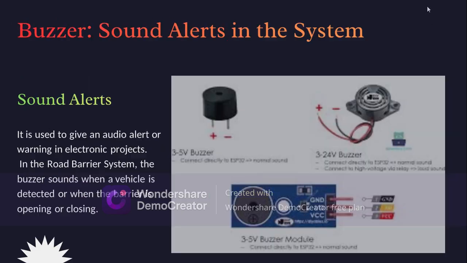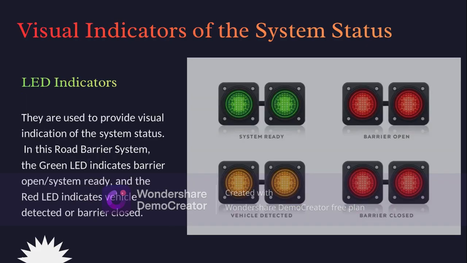And this is the buzzer, and it is used to create a sound as an alert. In this road barrier system we are using the pulse sound when a vehicle is detected or not, so when the barrier is opening or closing, it will alarm and produce sounds.